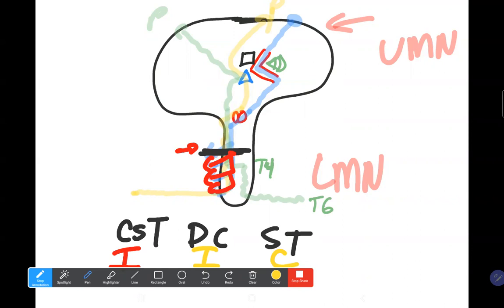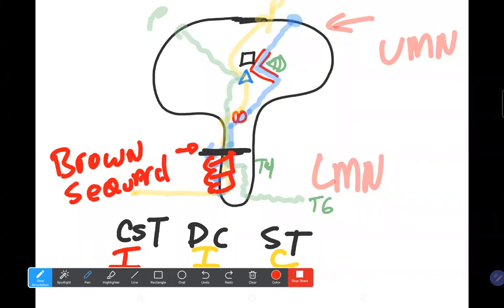This is known as, do you know? Brown-Séquard. Call it the hemisection. Now it makes sense. Guaranteed to come up on the exam. But I found that if you understand Brown-Séquard, then that means you understand the tracts very well.